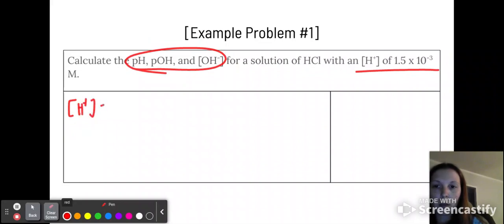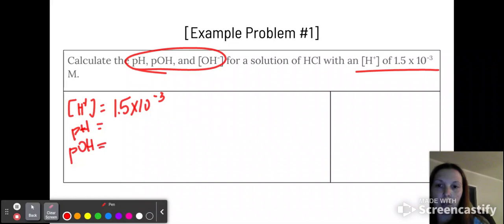So the H+ that we have is 1.5 times 10 to the negative 3. Since this is not 1.0, we can't make the assumptions that we have. So next would probably be easiest to do pH. Then from there, might be easiest to do pOH. And then from there, we can do our OH minus.